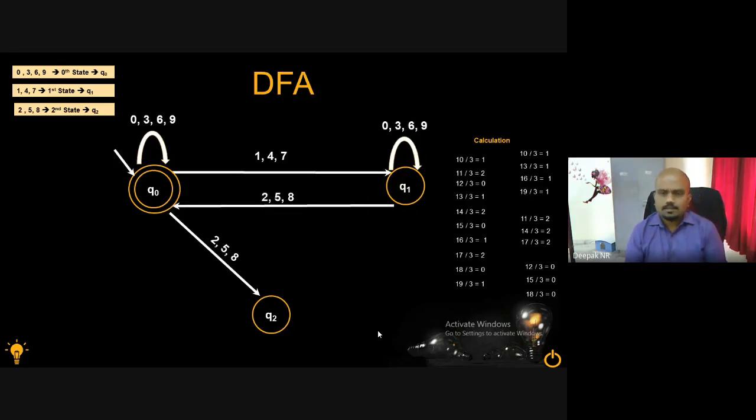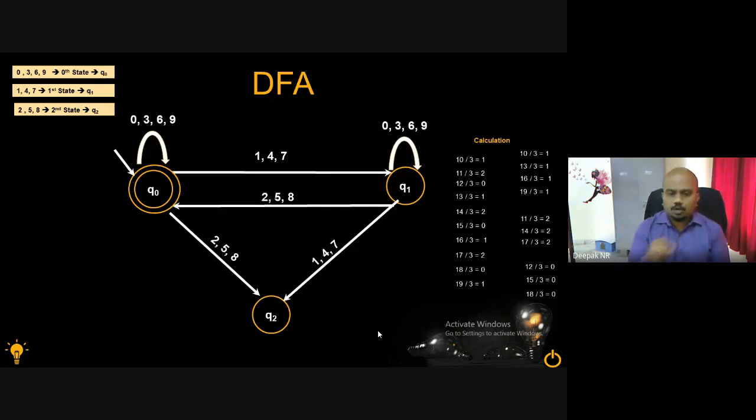Okay, let me go with the last group. 258 I'll be sending to a group called Q0, and hence this diagram came. 258 I'm sending to a group called Q0, and 147 I'm sending to a group called Q1. I hope you guys are clear about this transition. In a state called Q0, I've used all the symbols. In a state called Q1, I've used all the symbols.